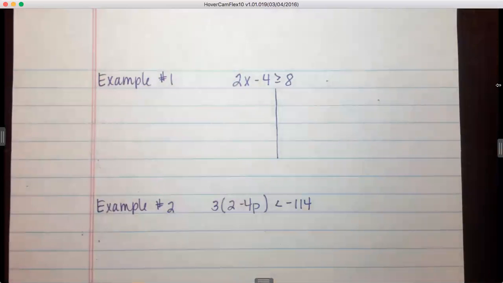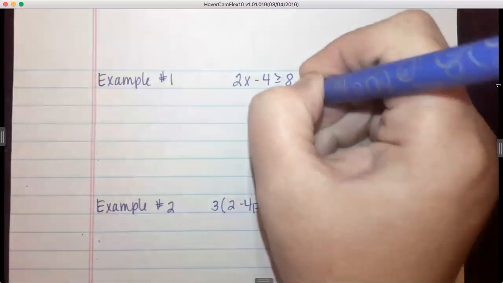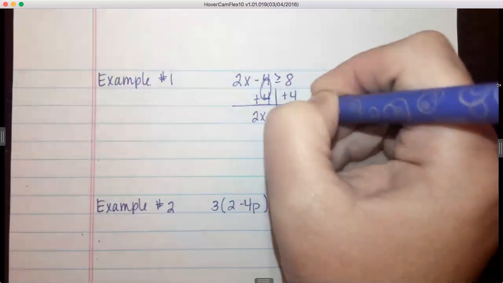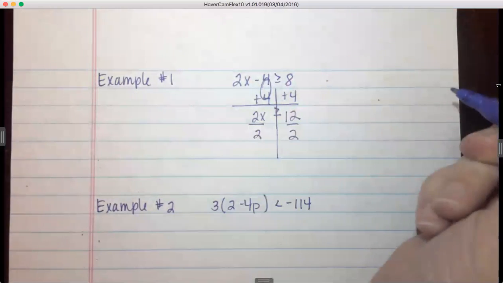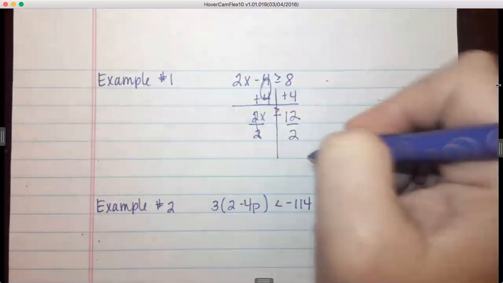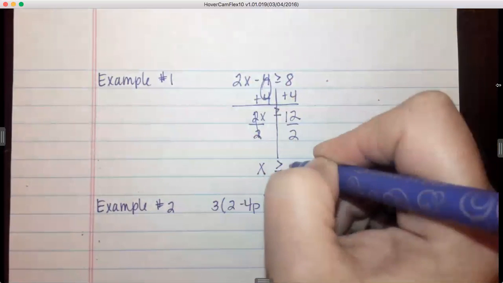Move the variable. I don't need to move the variable. There's only one variable. So now I'm just going to undo the constant. The constant right here is -4. So I'm going to add 4 to make it go to the other side. 8 plus 4 is 12. Now I'm ready to undo the coefficient. I'm going to do that by dividing because 2 and x are multiplying together. 2 divided by 2 is 1, which leaves x all by its lonesome self, and 12 divided by 2 is 6.